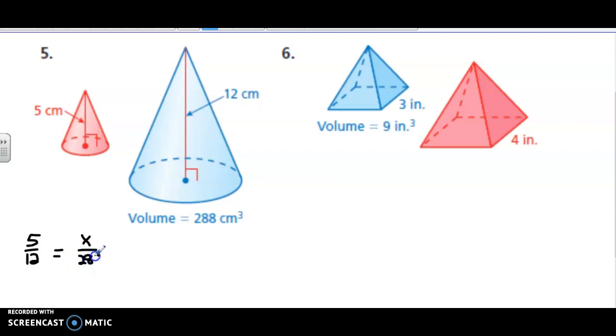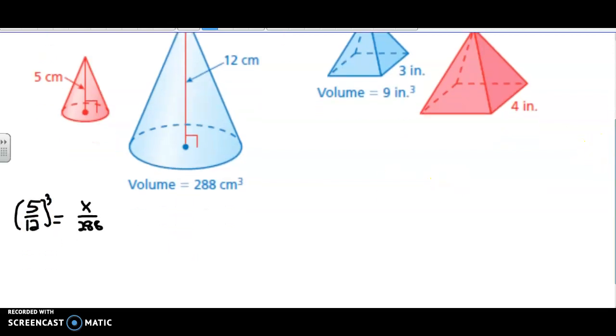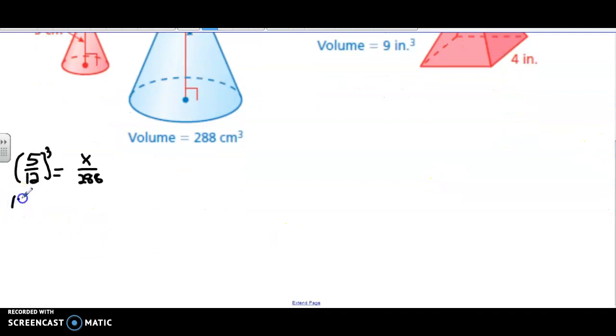Now if I want these to be equal to each other, since this is a one-dimensional measurement and this is a three-dimensional measurement, I want to cube the one-dimensional measurement. So 5 over 12 cubed is 125 over 12 cubed. 12 to the third power is 1,728. And then I put that equal to x over 288.